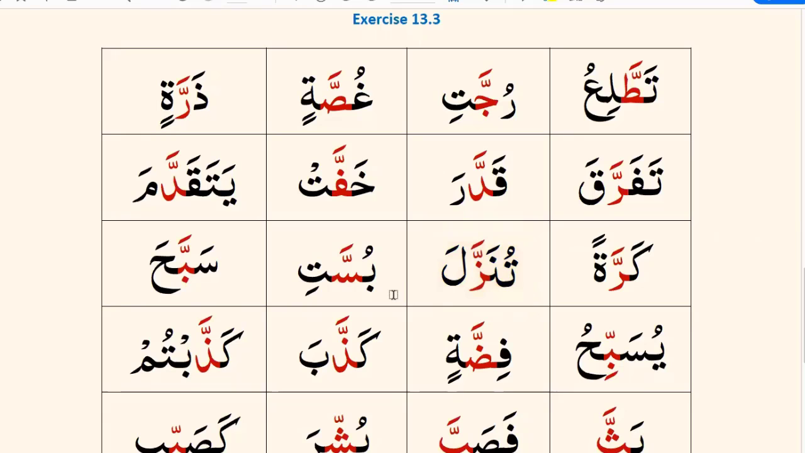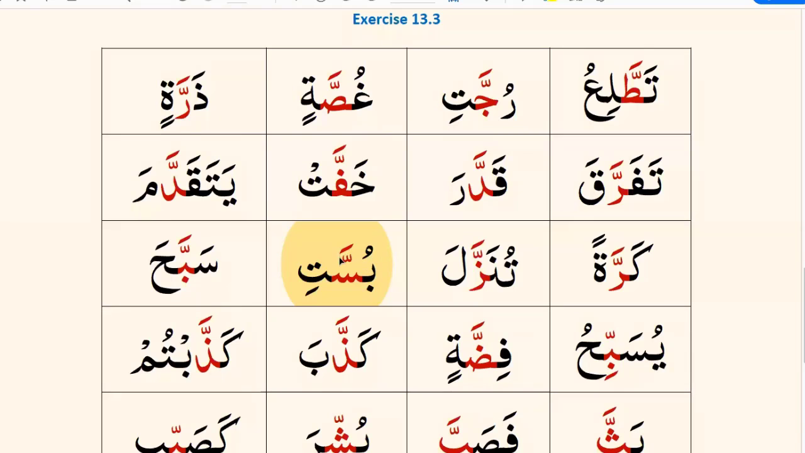Well done. So let's go on to this one now. What sign is on the ba? What's this sign? Do you remember? Do you know how we will pronounce this ba? It's a fatha. It's a dhamma. This is a dhamma. Okay, so we will pronounce this bu.